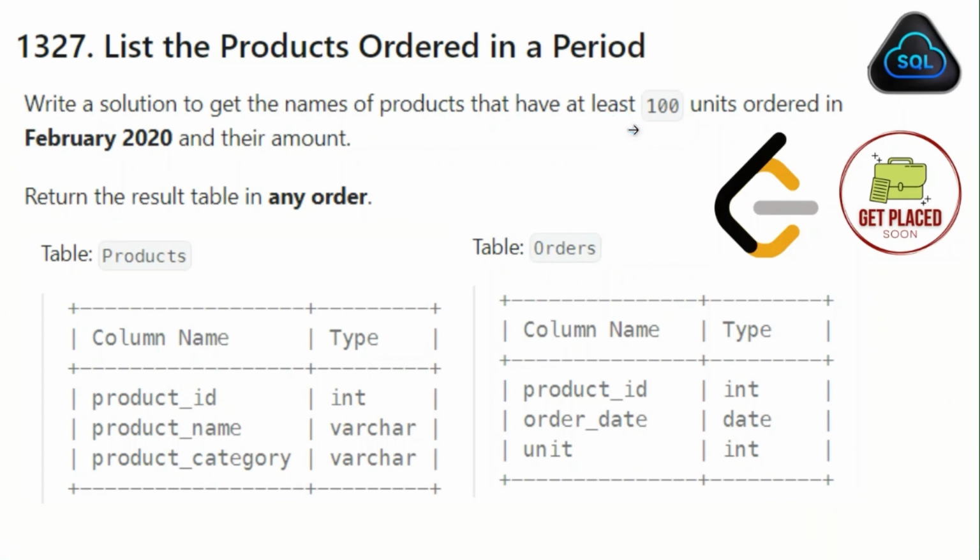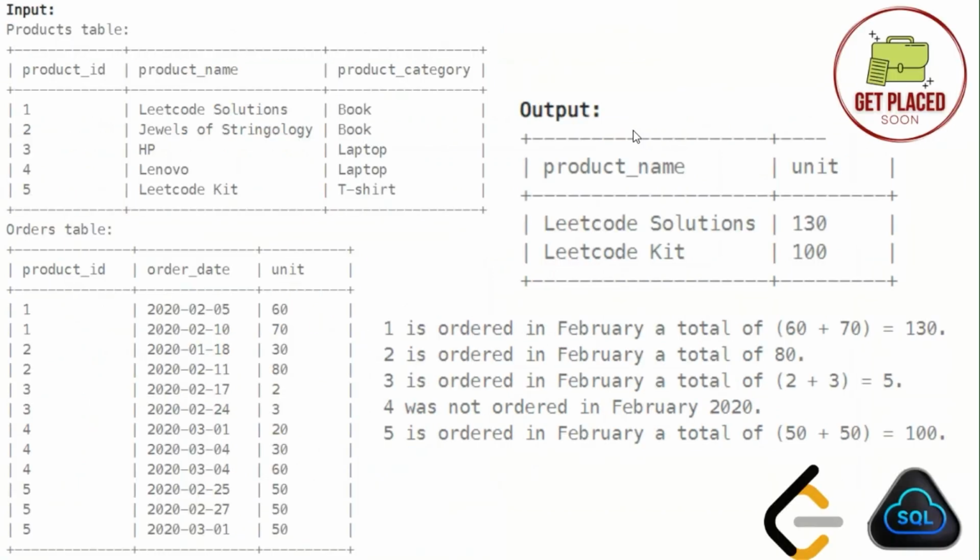So equal to 100 can also be mentioned in the output. Therefore, what is the fifth one? Fifth product is Leetcode Kit. Leetcode Kit, 100. Okay. So in the output, basically we need two things. One is the product name and the second is unit. How are we getting the product name? In this table. How are we getting the units? By checking order date and unit column.